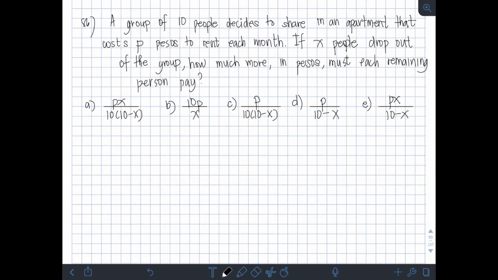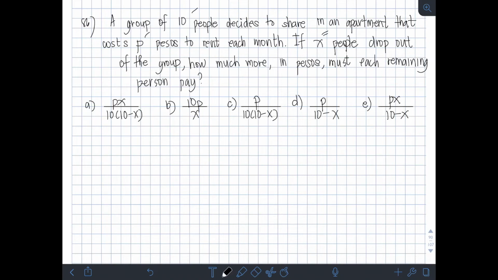Okay? Next, we have a group of 10 people decides to share in an apartment that costs P pesos to rent each month. If X people drop out of the group, how much more in pesos must each remaining person pay? Okay, so meron daw group of 10 people na nag-decide na mag-share sa bayad doon sa apartment each month na yung halaga is P pesos. Kaso, yung X people daw is nag-back out.